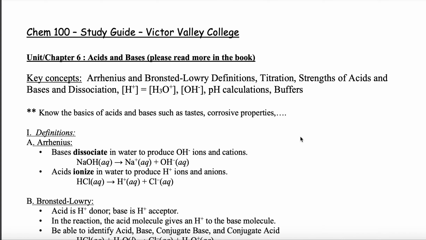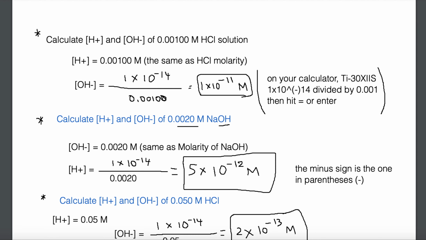Okay, so here I have an example. When we are given the molarity of hydrochloric acid solutions, HCl is hydrochloric acid, like in this case 0.00100 molarity of HCl, we can calculate H plus and OH minus concentrations. And after you have H plus concentrations, molarity, you can calculate pH.